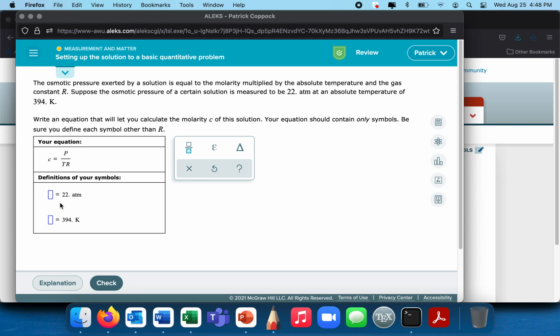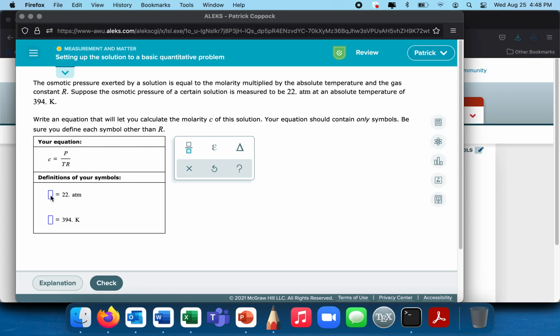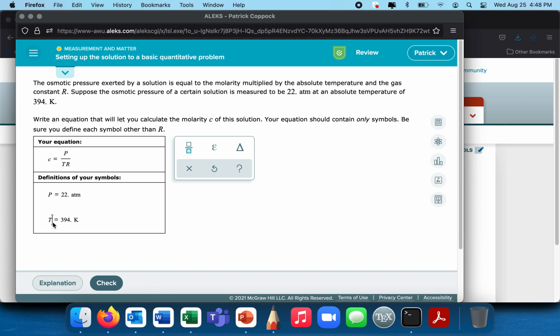Okay? Now, I said that my osmotic pressure was gonna be 22. I called that atmospheric pressure a minute ago. Said that wrong. The osmotic pressure is gonna be 22. This is my definition. And my temperature was 394. I think I'm done. Let's try that. See what I did here?